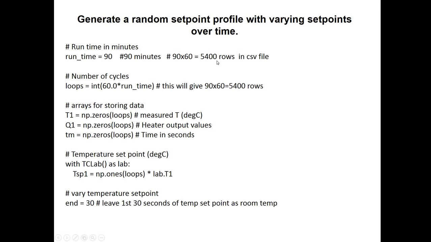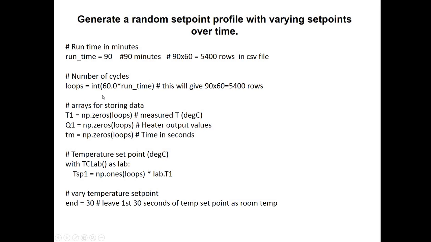Now you have to generate many set points, not thousands of them, a few of them. The set point width, how much time one set point should stay, is what we are going to decide here. For example, let's say our experiment runtime is 90, which means 90 minutes. That means 5400 seconds, so 5,400 rows of data you are going to generate.